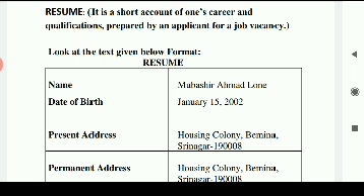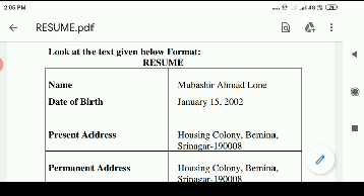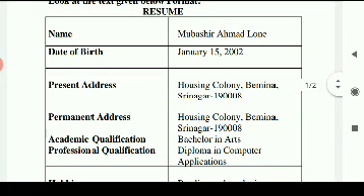Okay, now you have permanent address. Sometimes what happens, your present address and permanent address differ. Present, you are staying somewhere else, and your permanent address is somewhere else. But this applicant has the same address at both places. Now here permanent address again, Housing Colony Bimna Srinagar, 190008. Okay, now see academic qualification.